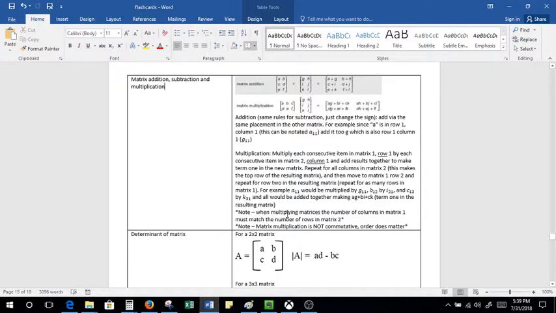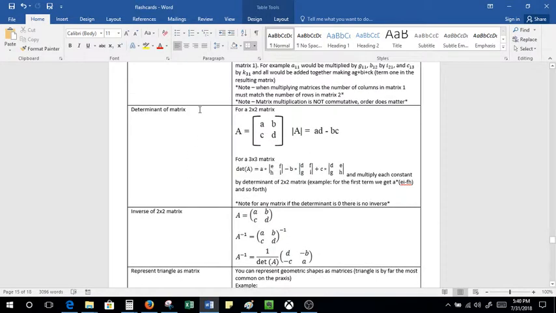Note when you're multiplying matrices, the number of columns in matrix 1 must match the number of rows in matrix 2. So this is a big part of why matrix multiplication is not commutative. Order does matter, and you can see why based on how we just multiplied these through. It would not work if we multiplied this matrix first, or pre-multiplied this matrix by this one, I guess is the correct terminology.